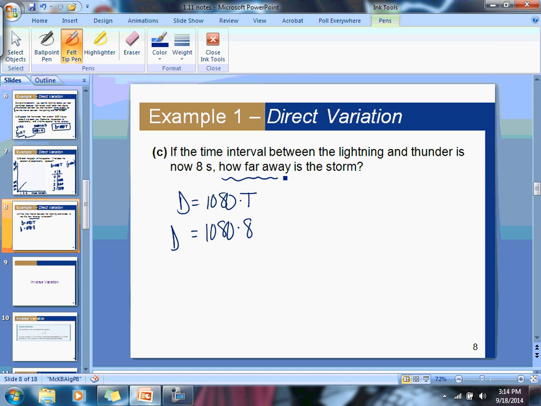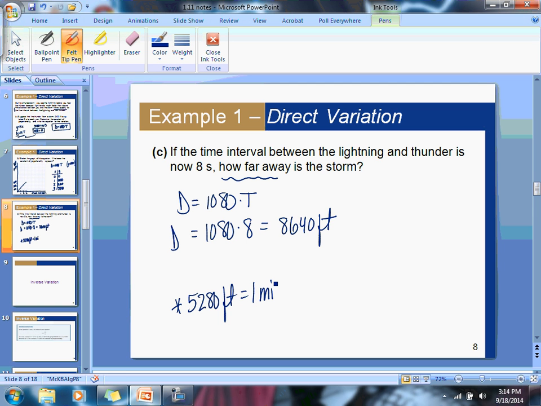How far? That's distance. So my distance now, if I multiply those, will be 8,640 feet. But we don't usually talk about stuff being that many feet away. When you get up into thousands of feet, usually we would convert it into miles. Now, there's nothing in the directions that says how we need to write our answer, but I just want to remind you that there are 5,280 feet in 1 mile. And that's a unit of conversion that you probably know and have memorized.